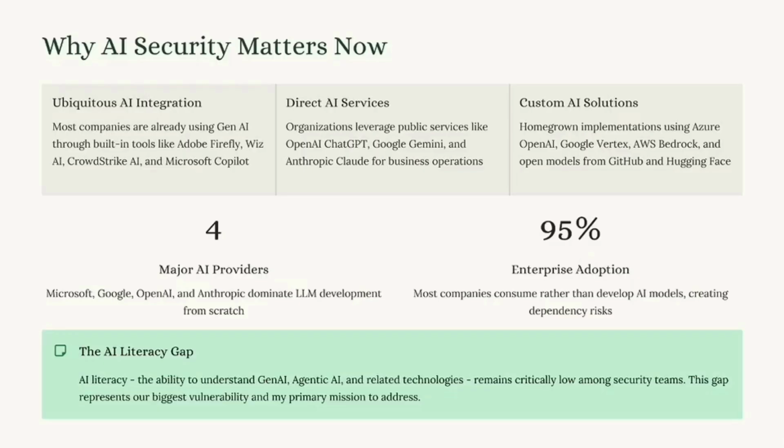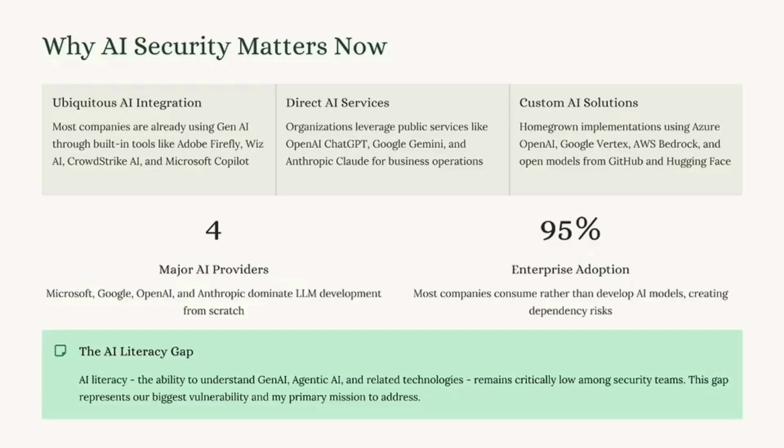So why does that matter? Why does it matter now? You guys all know AI is everywhere. Everybody, we talked about Black Hat and things like that. There are tons of vendors, tons of tools, tons of models. Everybody's wanting to take advantage of AI, but we're not necessarily securing AI.